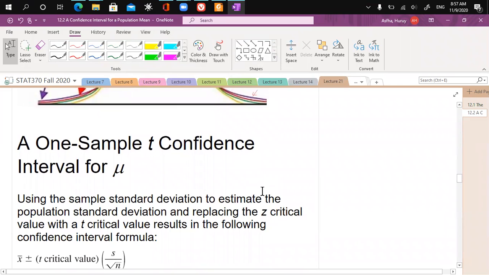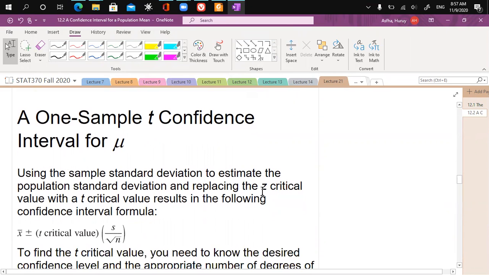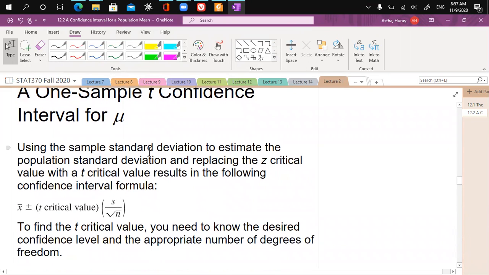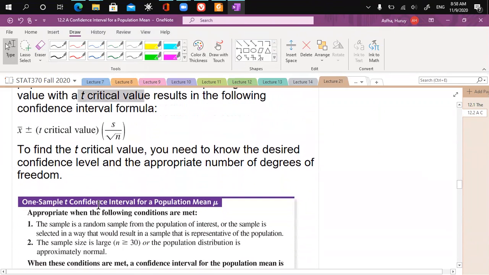a one sample t confidence interval for mu now. So we know how to find the t critical value. Using the sample standard deviation to estimate the population standard deviation, of course, and replacing the z critical value by the t critical value, the formula becomes x bar plus or minus t critical value. We only replace this one by t. It was z originally, and we replace sigma by s. So we get this formula.